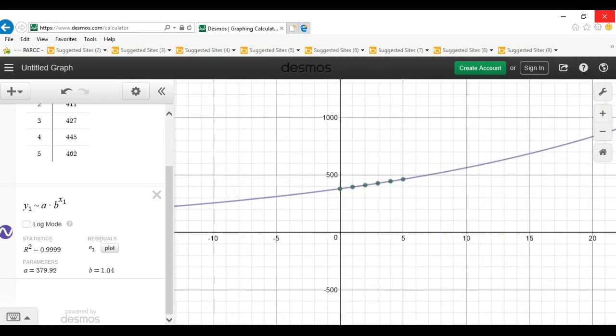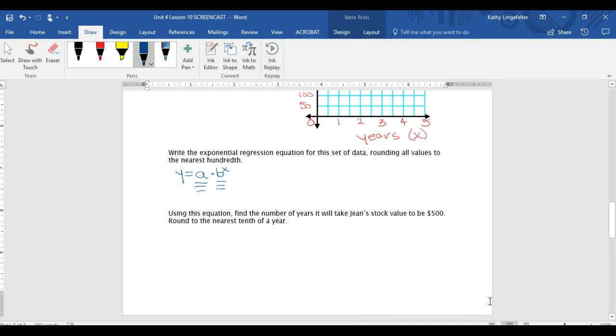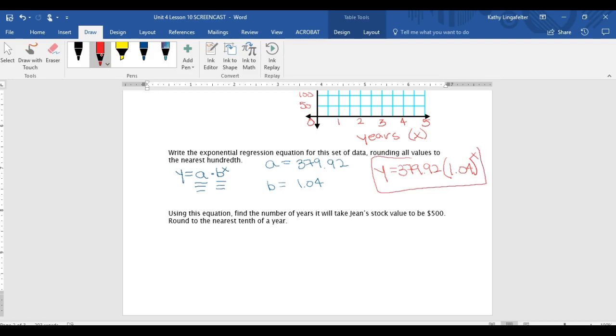All right, back to our Word document, and A is 379.92. The directions say round to the nearest hundredth. B is 1.04. So our equation is y equals 379.92 times 1.04 to the x power. And now I'm going to use this equation to answer a question down below.